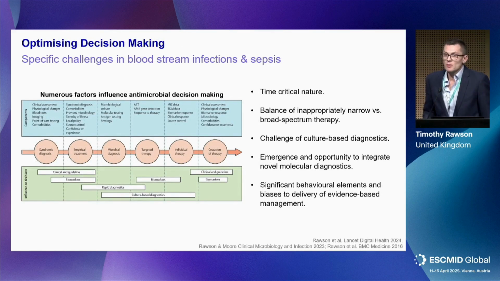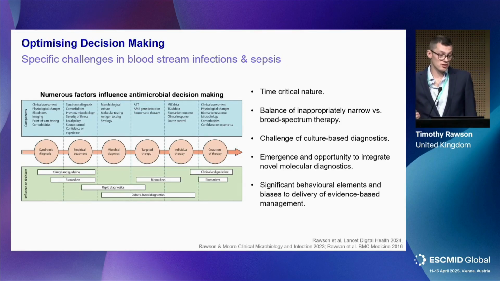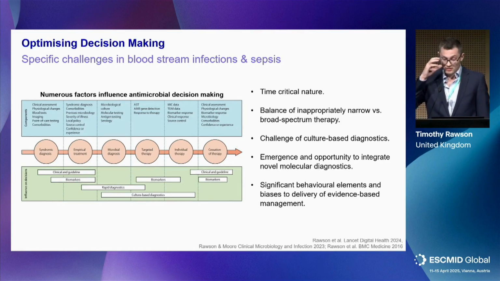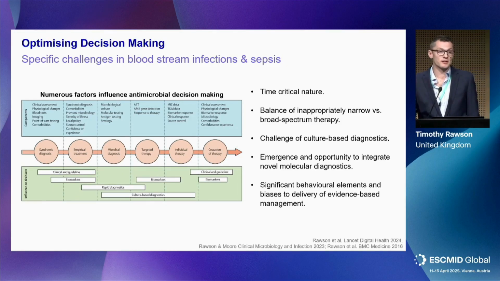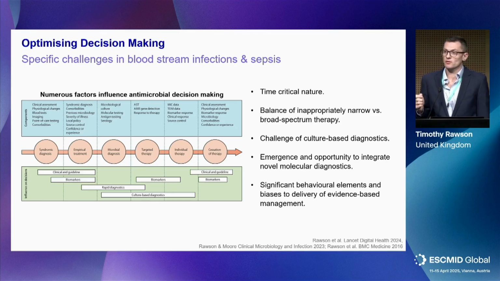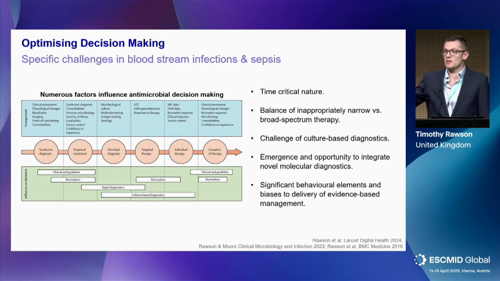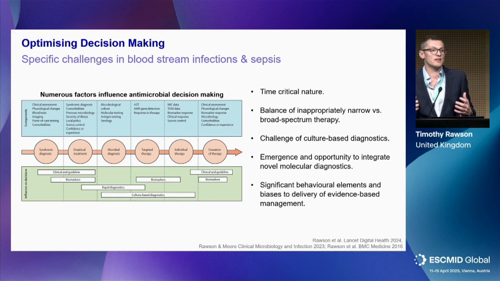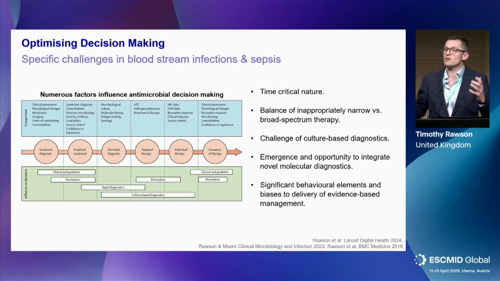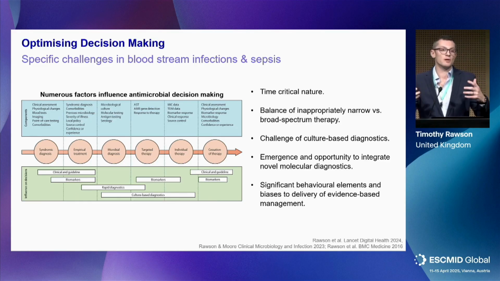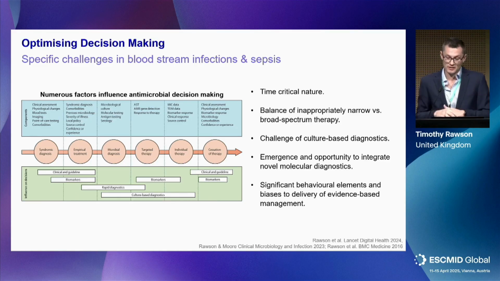So thinking a little bit more on optimizing decision-making in bloodstream infections and in suspected syndromic diagnosis of sepsis, I think it's also important for us to think about the complex nature of decision-making that we have to go through as clinicians. We know that decision-making, particularly in those early phases of management of an unwell patient, goes through a number of different stages. And at each of those stages in the decision-making process, there are a huge number of factors which we have to try and compute and make best practice decisions based upon.